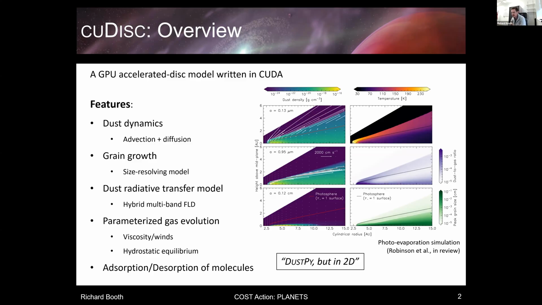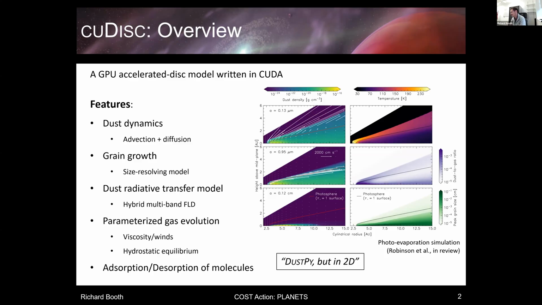So the gas evolution we're actually treating very simply. We're doing it in a parameterized way using either a viscous evolution model or something like that. For the vertical direction, typically choosing hydrostatic equilibrium. The reason for doing it this way is that we're trying to simulate essentially the 2D structure and how it evolves over the full lifetime of a protoplanetary disk, so of order a million years or so. And we're motivated here to study problems where the thermal structure and the dust dynamics are feeding back on each other to affect the physics we care about.